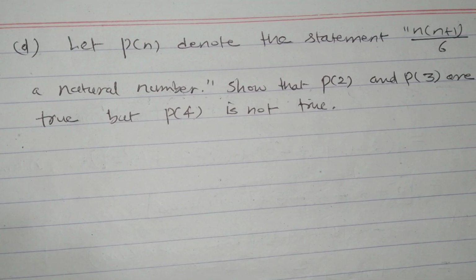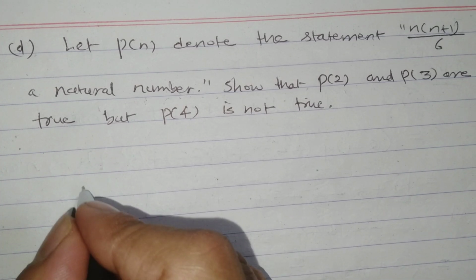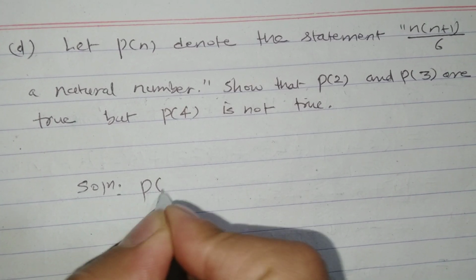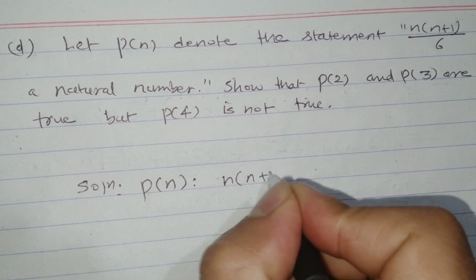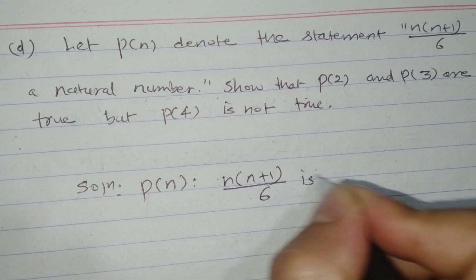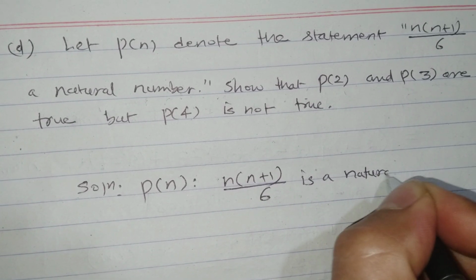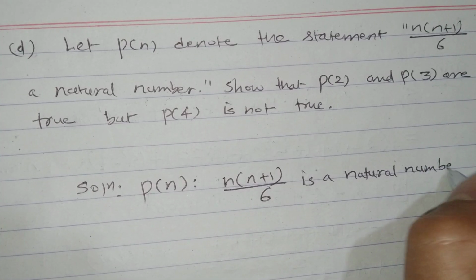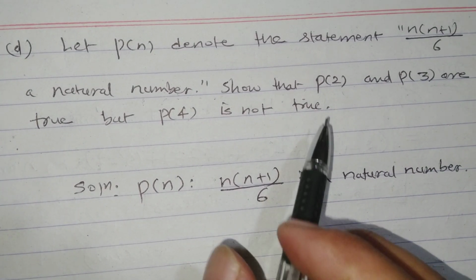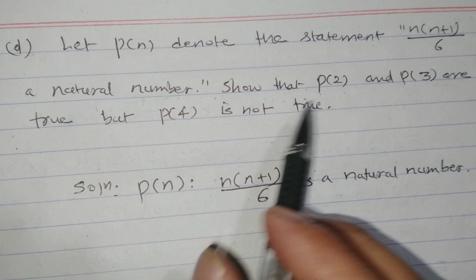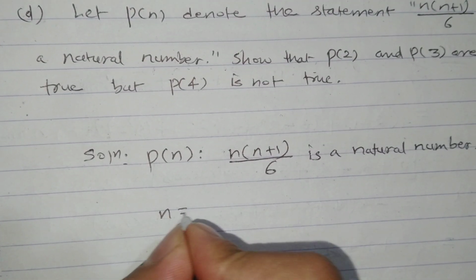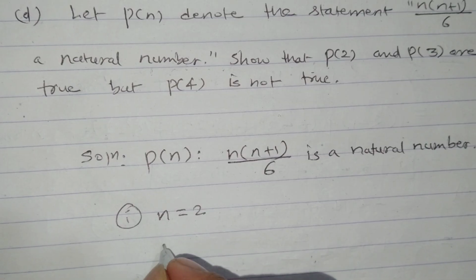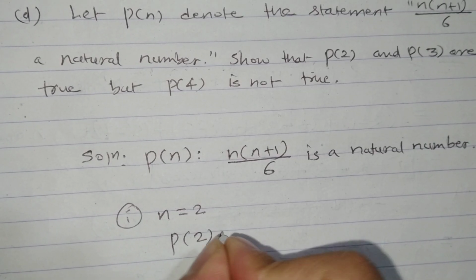Next question is, so in this case we have Pn. The statement is n times n plus 1 by 6 is a natural number. So I have to check for P2, P3 true, but P4 is not true, so replace n by 2 at first.